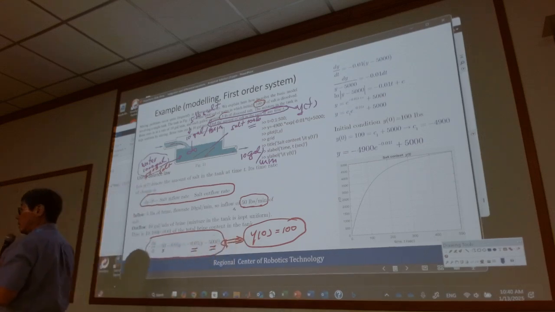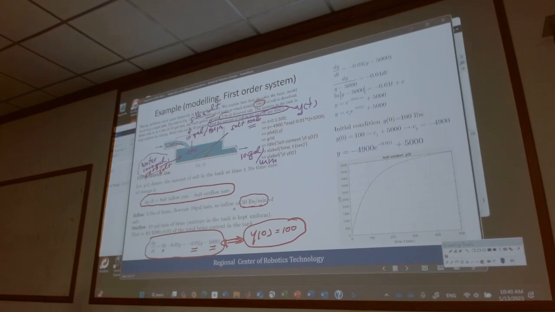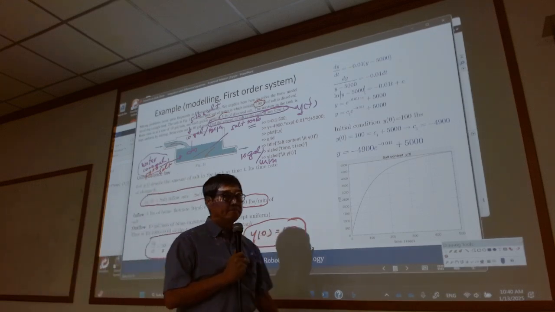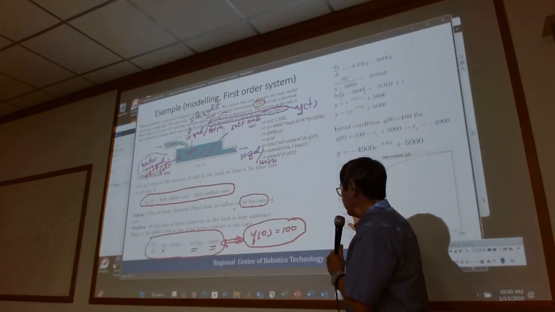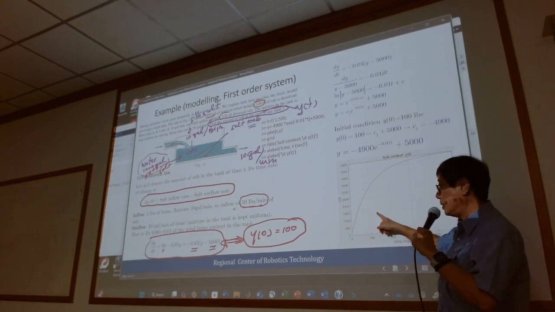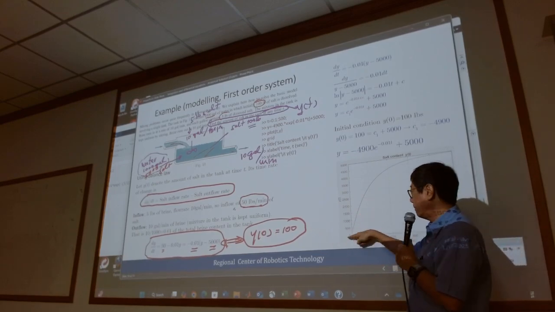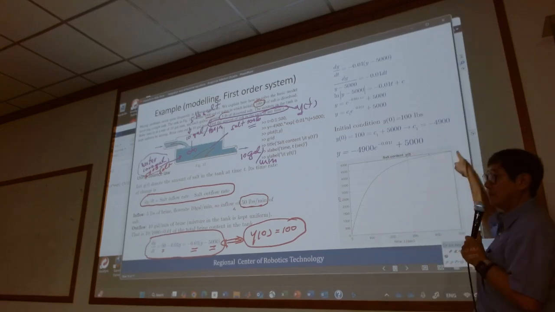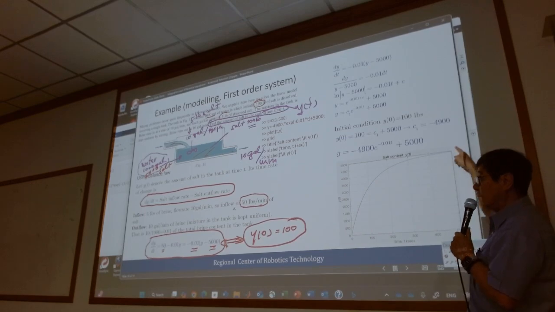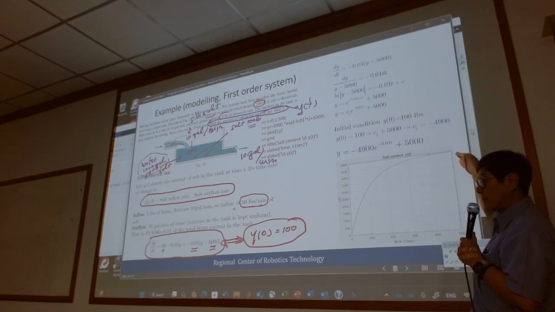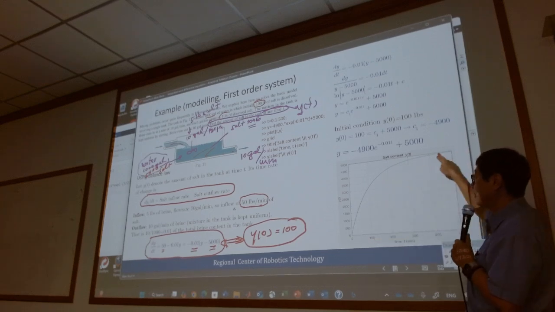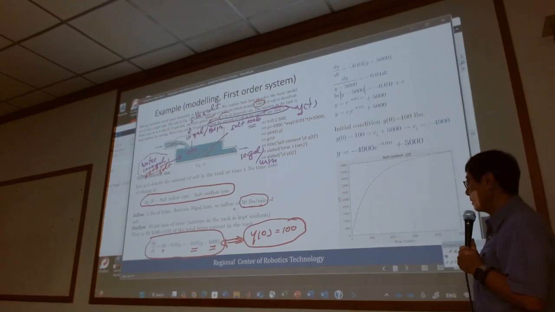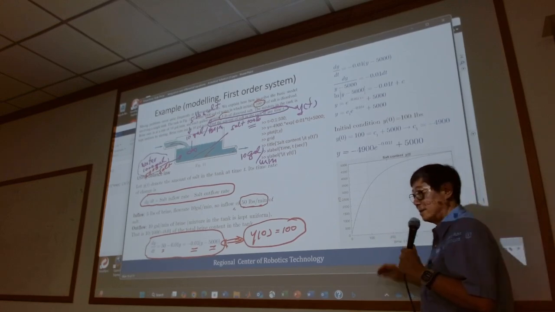Okay, solve. This is a plot. You see the amount of salt go to steady state, 5,000. So this is a plot.